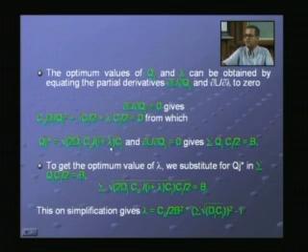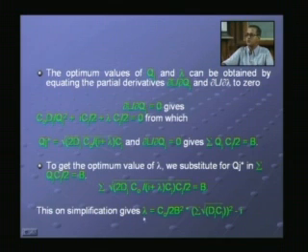Now to find out the value of lambda, we partially differentiate with respect to lambda and get sigma Qj Cj by 2 equal to B. So we substitute for this Qj from here, root of 2 dj C naught into I plus lambda Cj. Now to get the optimum value of lambda, we substitute for Qj star in this to get sigma root of 2 dj C naught into I plus lambda Cj into Cj by 2 equal to B.